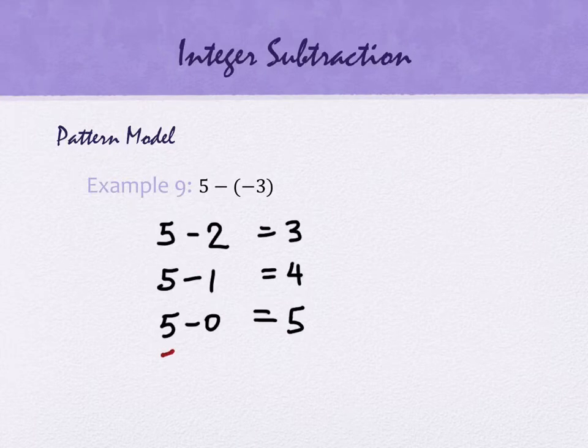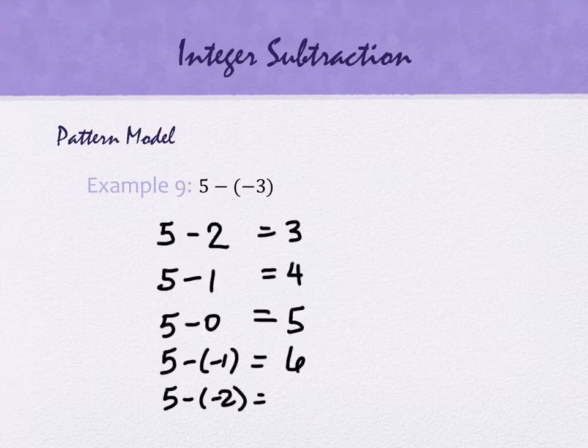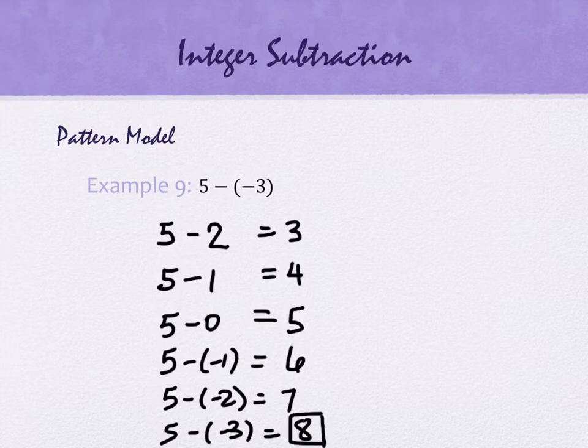So if I continue my pattern, 5 minus -1, the pattern on the right is to go up to 6. 5 minus -2, the pattern on the right goes up to 7. 5 minus -3, the pattern on the right goes up to 8. And then, of course, the answer is 8 because I got to my 5 minus -3.